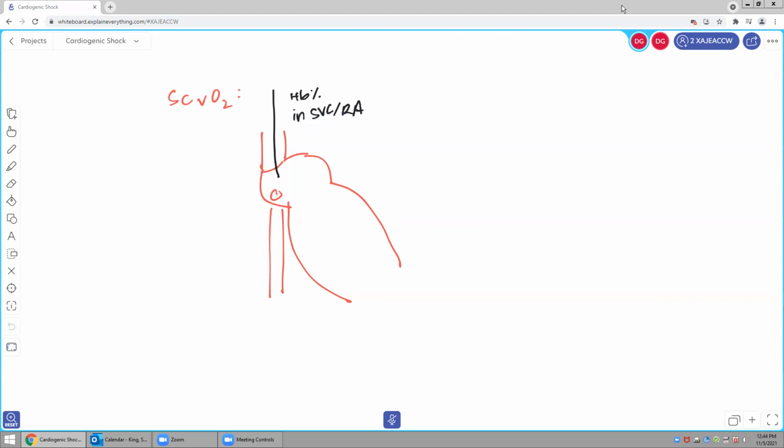What's the difference between this and a mixed venous O2 sat? Where's a mixed venous O2 sat? Not peripheral. Not quite. This one more or less comes from the right atrium. What kind of a line do you need to draw a mixed venous O2 sat? A swan, yes. Where do we say a swan should terminate? Yeah, so you're pulling off the pulmonary artery.